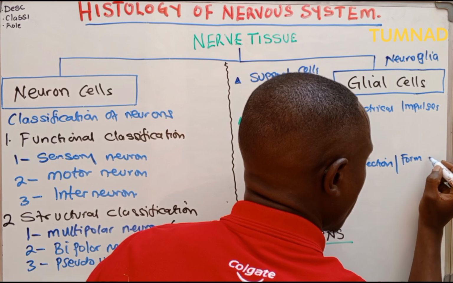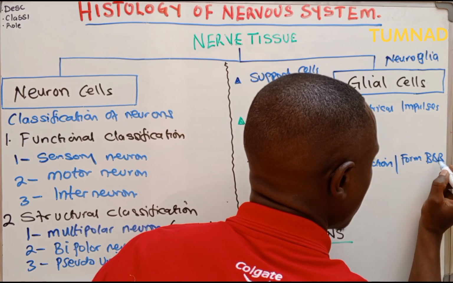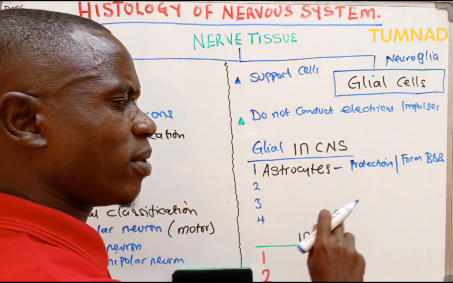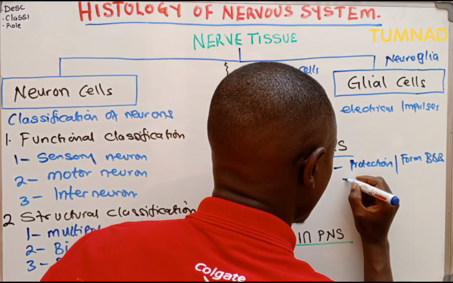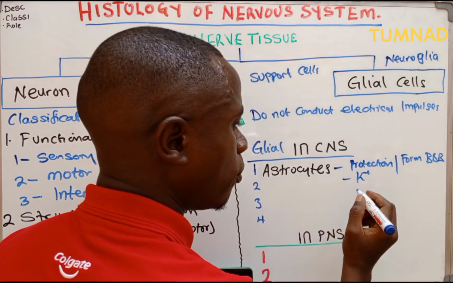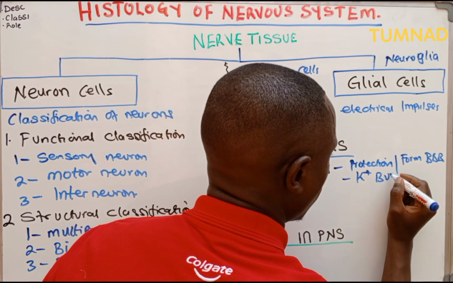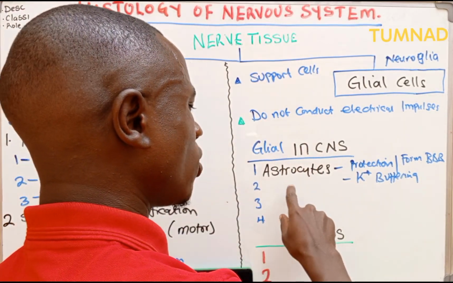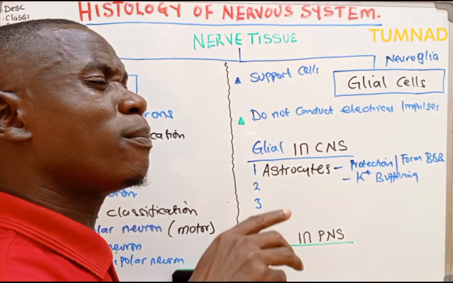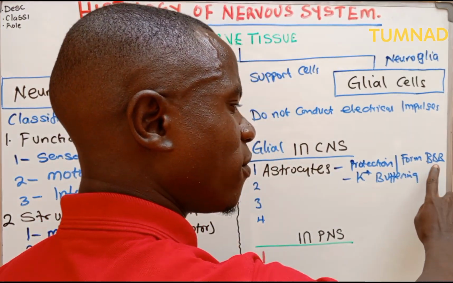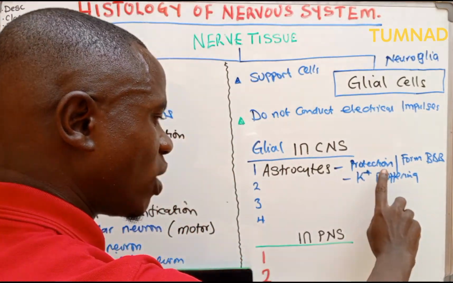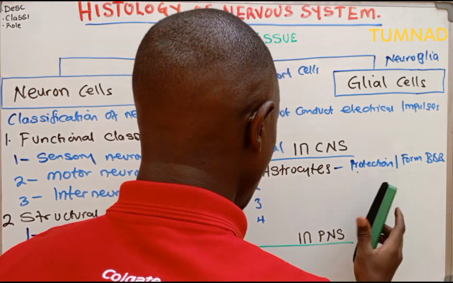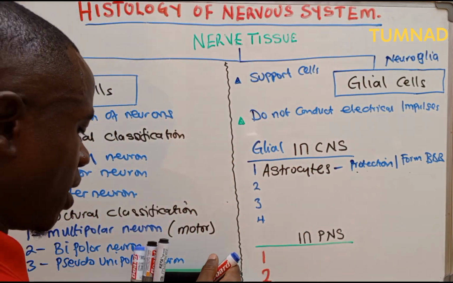If you remember very well the blood-brain barrier, the astrocytes play a big role in the formation of the blood-brain barrier, and also what we call potassium buffering. Potassium buffering. We shall come later and extract only the astrocyte and zoom in and go much into detail and see how it is going to be forming the blood-brain barrier and also the potassium buffering.